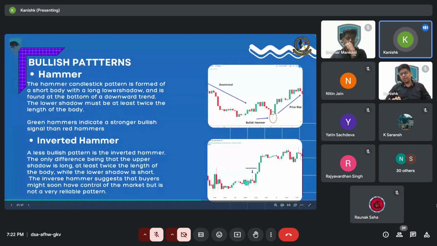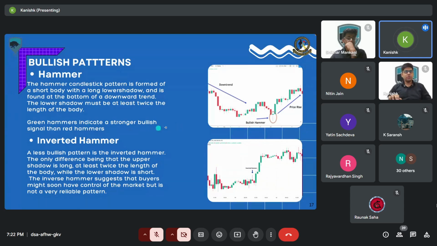Basically, it is a kind of pattern that is formed where that's the inverted hammer of the real hammer. And I won't consider it a very good pattern, but still it is a textbook example, so you can consider it for a shorter term.